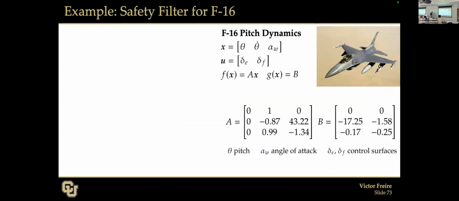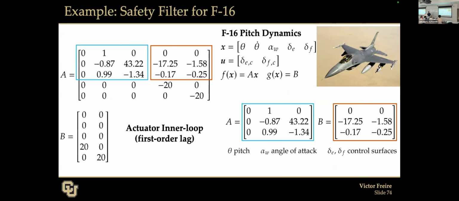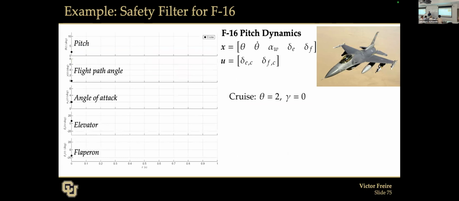So let's go back to the F-16, pitch pointing dynamics with the short period approximation. I'm going to augment them with an actuator inner loop to model that I cannot immediately command the elevator and the flaperon to go to a certain angle. So there has to be a delay there. That's all this augmentation is doing. But it has no importance for the CBF approach.